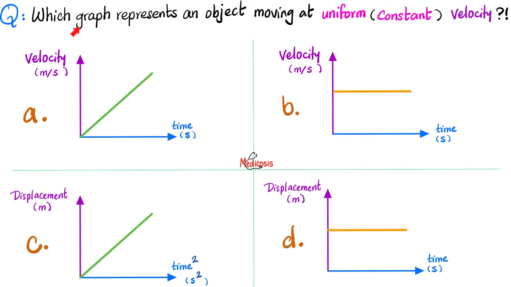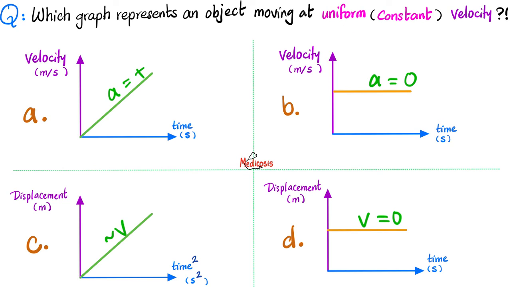Here is another question for you. Which graph represents an object moving at uniform or constant velocity? Please pause. Look at the axes. Velocity over time, this is acceleration. Displacement over time squared, this is kind of similar to velocity, but not quite. And displacement over time, this is velocity. I'm going up, so this acceleration will take a positive number. This slope is 0, so here the acceleration is 0. And here, velocity is going up, and here, velocity is 0.